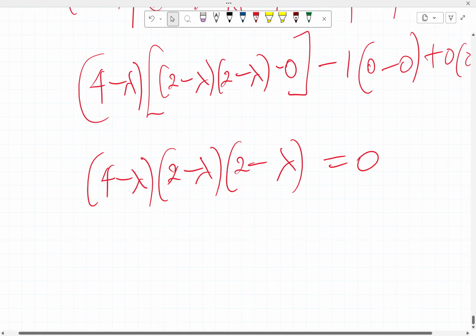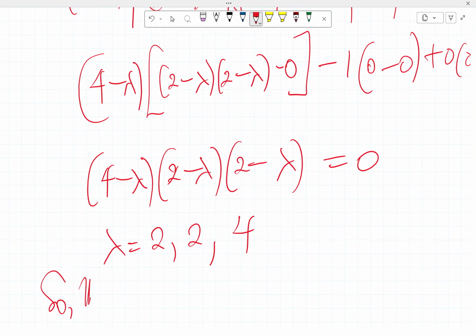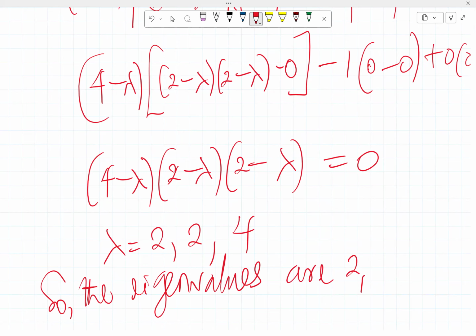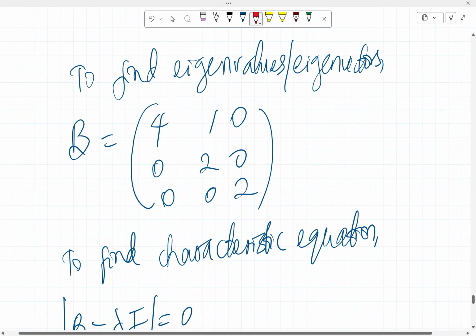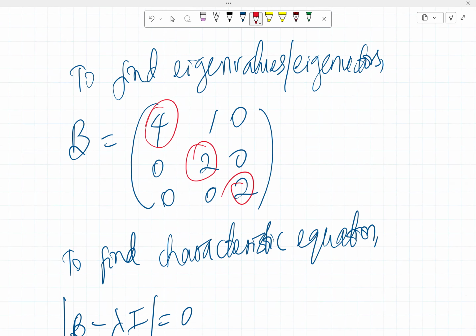So from all we have here, we see that lambda is equal to 2, lambda is equal to 2, and lambda is equal to 4. So the eigenvalues are 2, 2, 4. You see there's a multiplicity of 2 here because this is already a triangular matrix, so you can note the eigenvalues are already 4, 2, 2 from what I said.